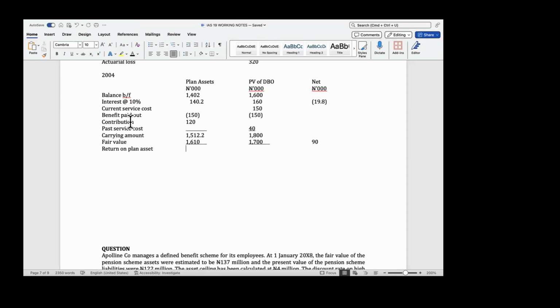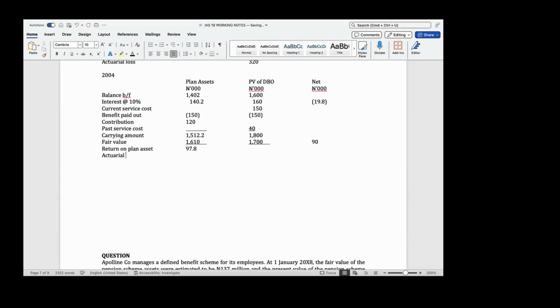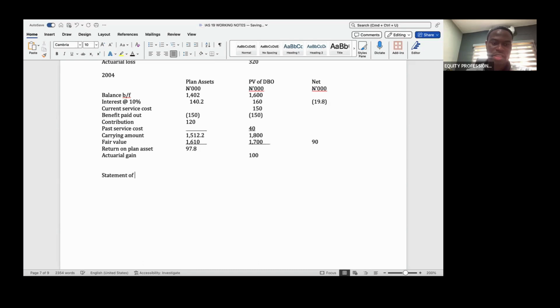97.8. This one, our obligation decreased. The fair value is lower. Is that an actual gain or actual loss? Gain. Yeah, finally, it's a gain because our obligation is decreasing. Okay, so that's all. So let's prepare our statement.